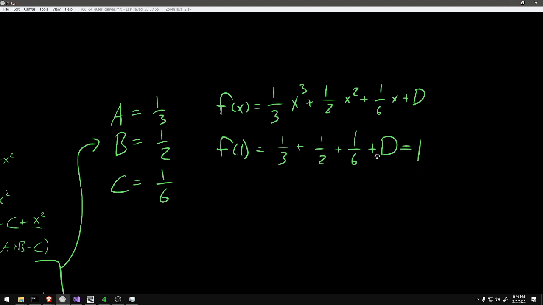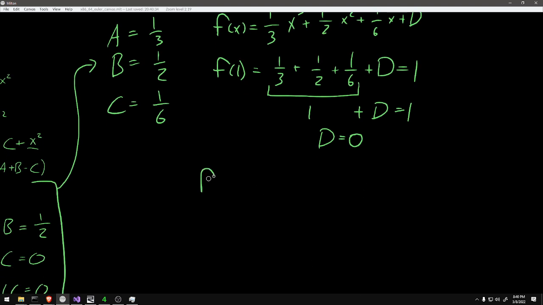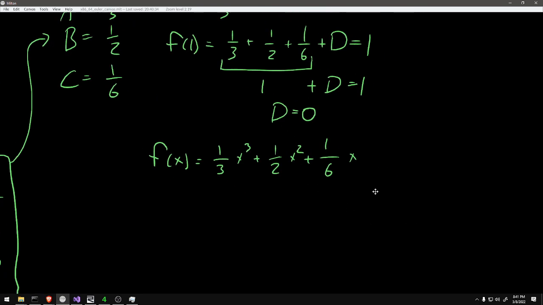So f of 1 is simultaneously equal to both of these things, so we can put them side by side now. This right here is going to add up to 1, because if you rewrite this as 2/6 and this is 3/6 and this is 1/6, you have 6/6 altogether. So that's just a 1, and then plus d equals 1. And so d equals 0. So now we finally found a function. We think it makes sense to say that 1/3 x cubed plus 1/2 x squared plus 1/6 x will give us our closed form.